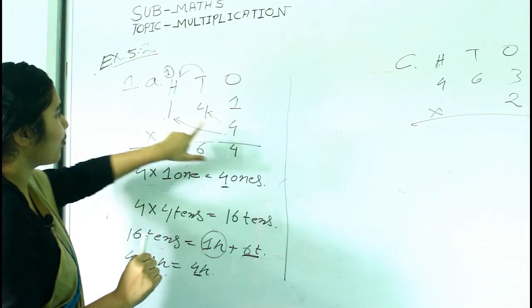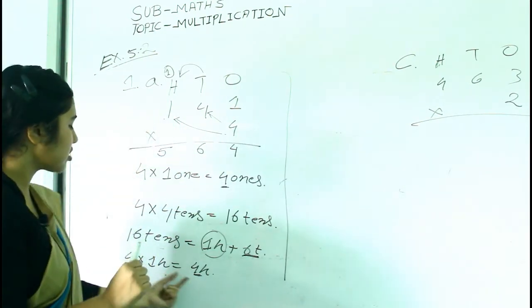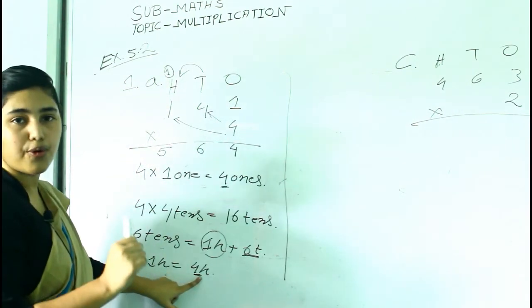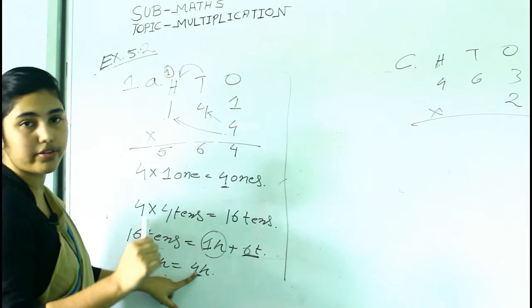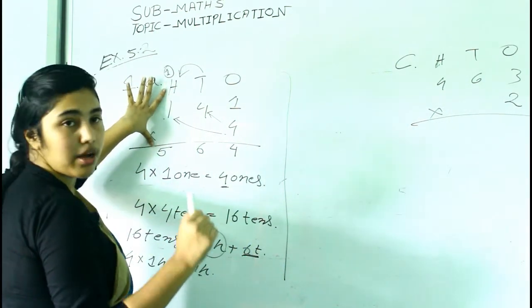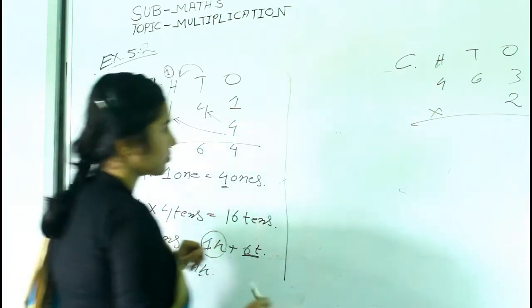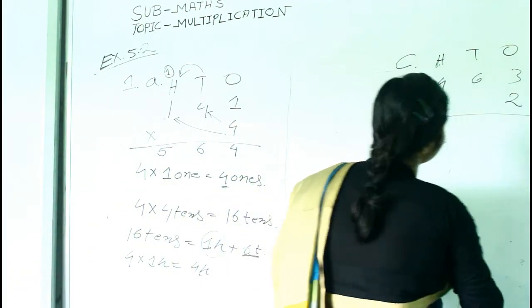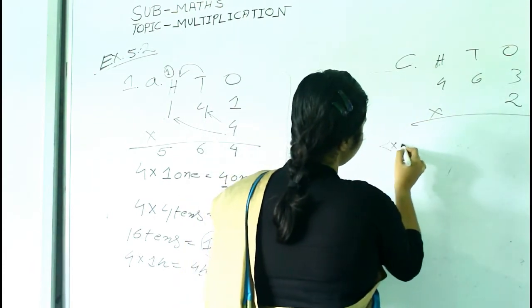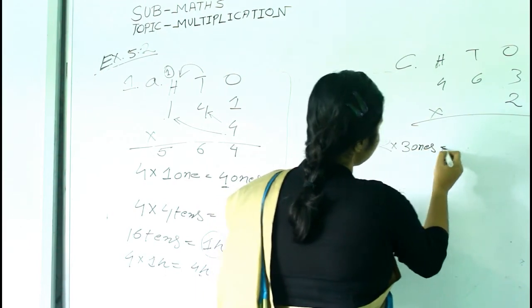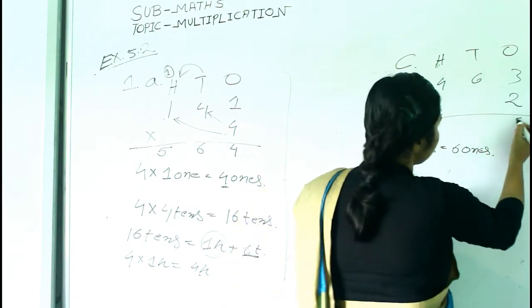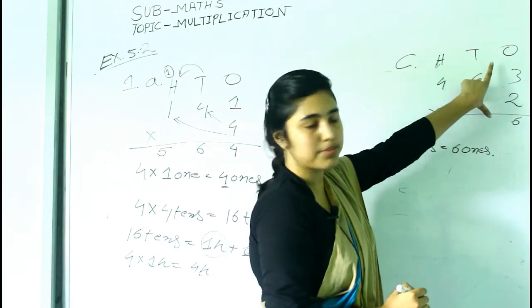Next multiply 4 with 100, which is 400. Now add 1 with this 400. 100 plus 400 equals 500. Now write 5 in the column of the hundreds place. Next, by the same process, first multiply 2 into 3 ones, which equals 6 ones. Now write 6 in the column of the ones place.